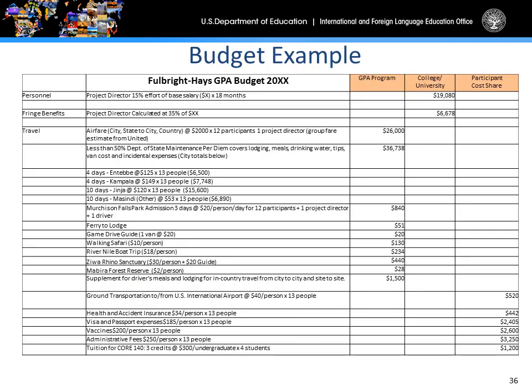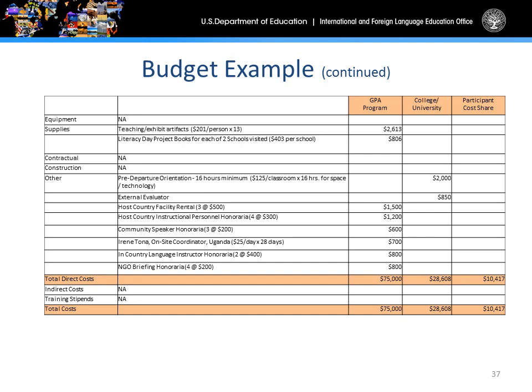The next two slides contain an example of the budget sheet. We recommend applicants organize their budgets into 3 categories to indicate each funding stream, which could include federal funds from the GPA grant, institutional funds, and the participant cost share.